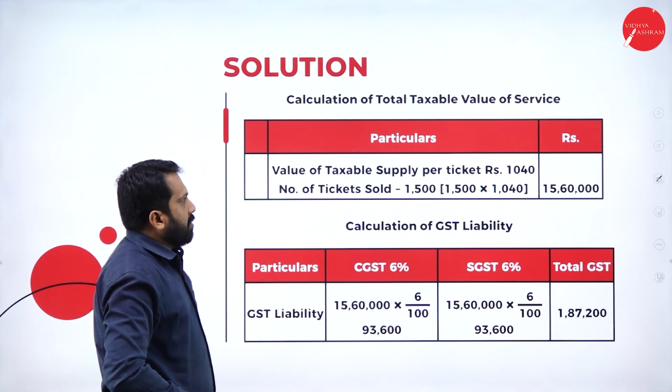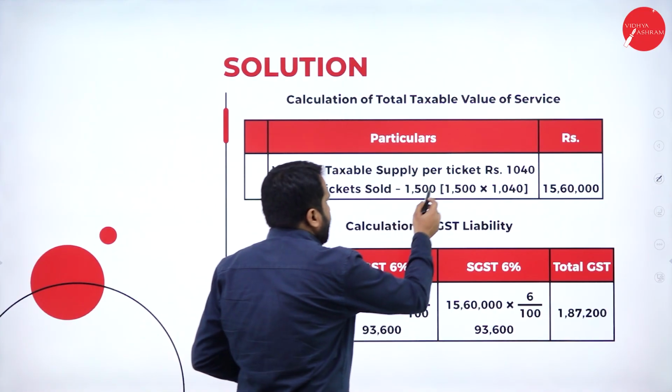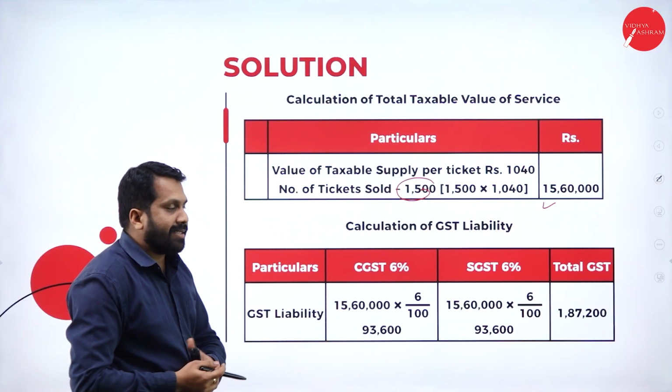Calculation of total taxable value. 1,040 is per ticket. Multiply with 1,500 tickets. Your taxable value will be how much? 15,60,000.